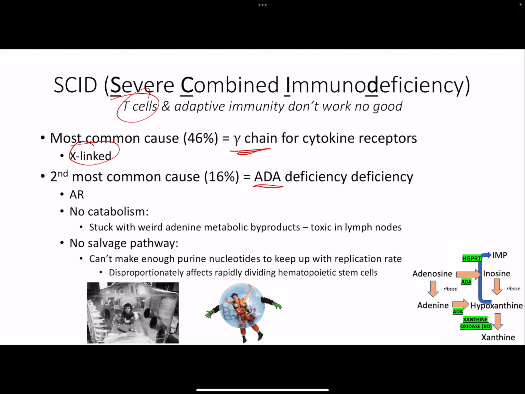So an ADA deficiency. This is autosomal recessive, and you can't break down the adenosines. So if we get rid of those enzymes, this is just going to become some sort of toxic stuff. And this is bad for the lymph nodes, and it causes the T cells to die. But also, you can't salvage, and if you can't salvage, you probably can't make enough nucleotides to keep up with the replication rate. So this could also affect T cell production in the bone marrow. And the Boy in the Bubble and the Jake Gyllenhaal movie are based on this.